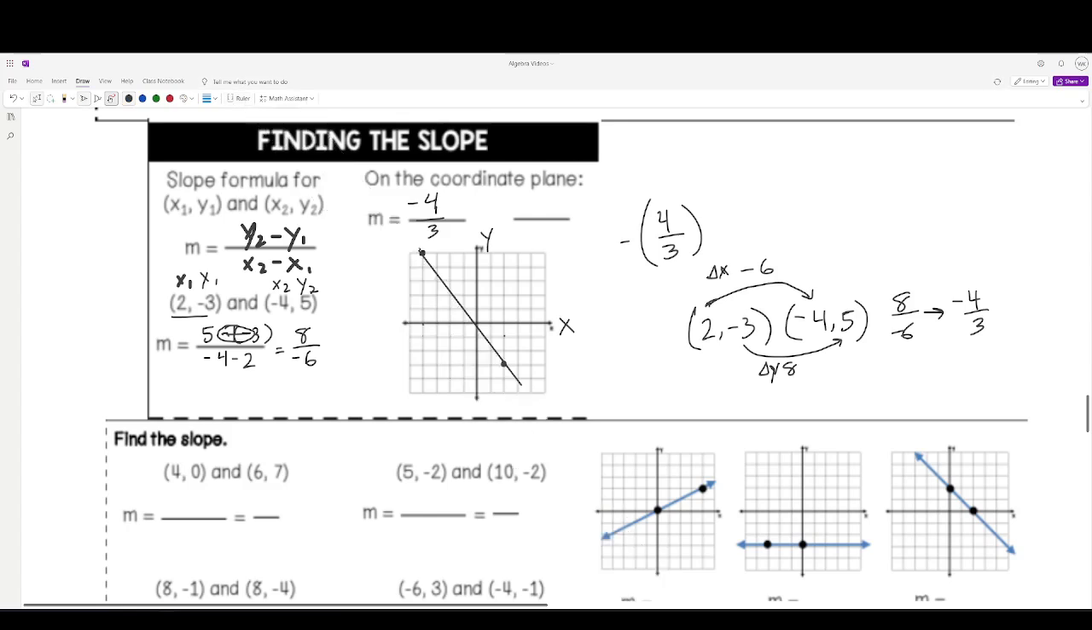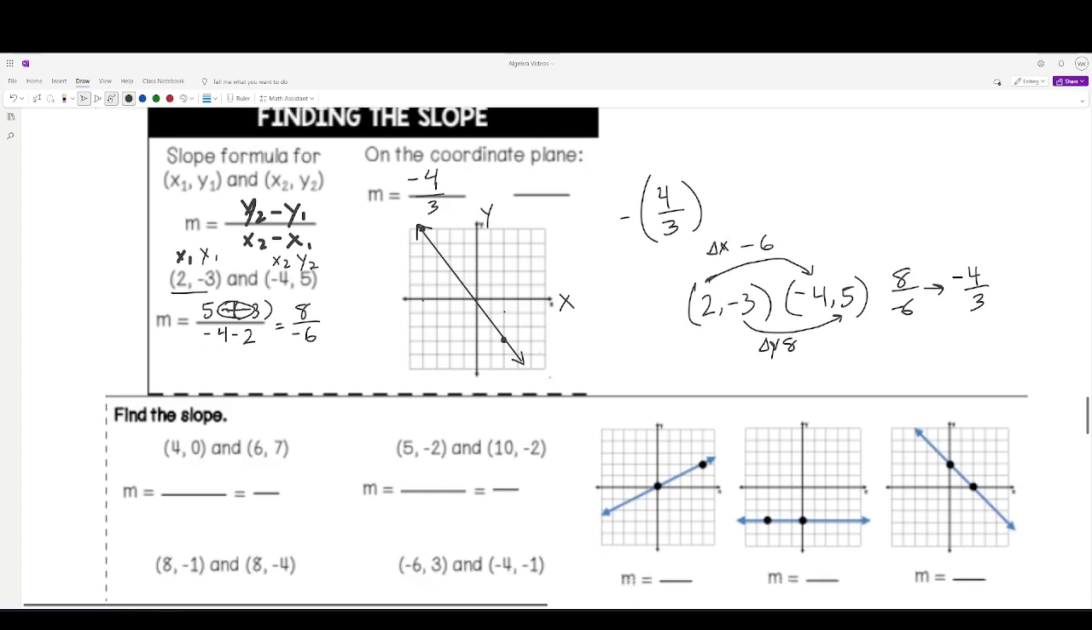And then we put arrows at the end of a line to show that it goes on forever. So we'll talk more about drawing lines in the coming lessons, but lines should always go all the way across the graph. They should be straight, drawn with a ruler, and they should have arrows at both ends.